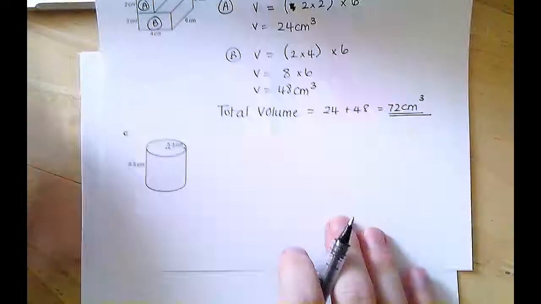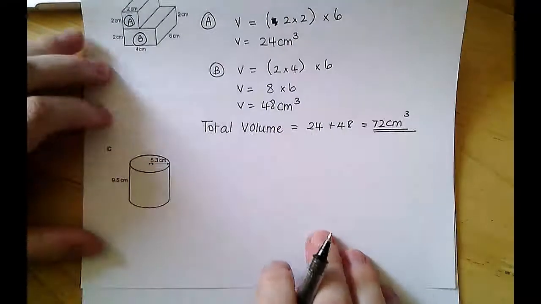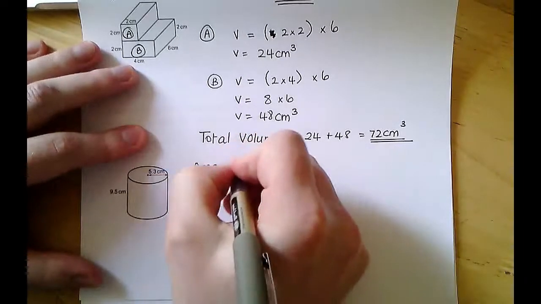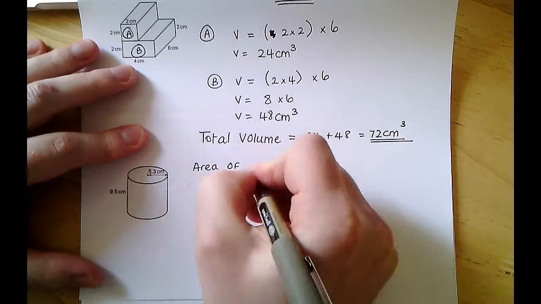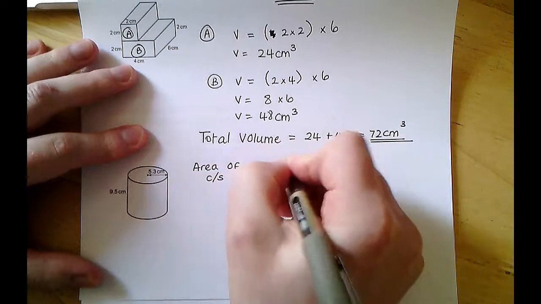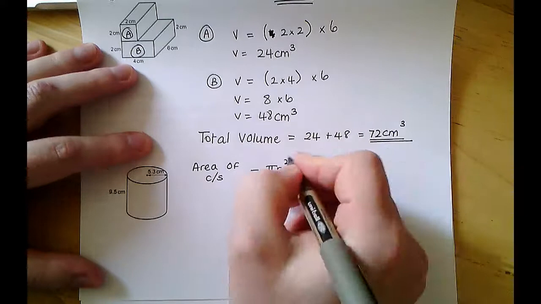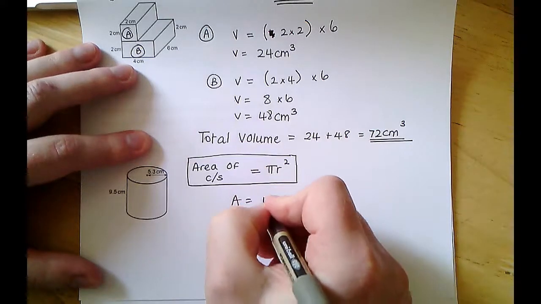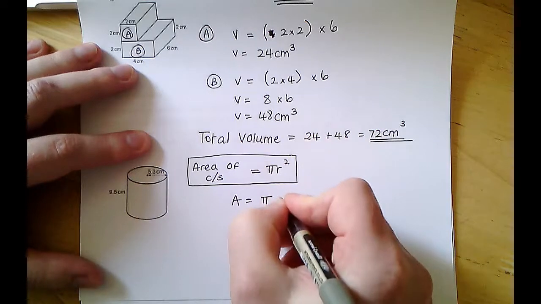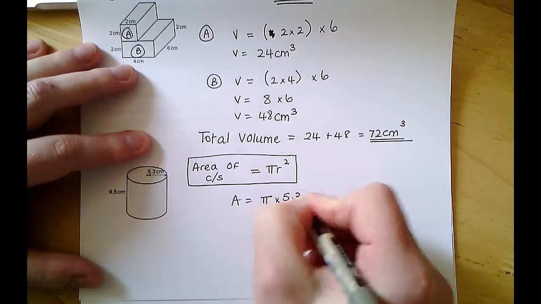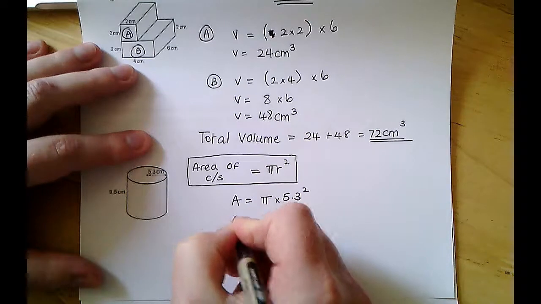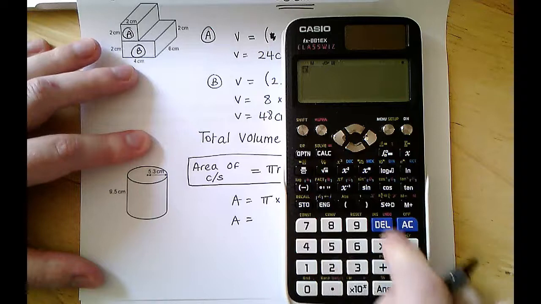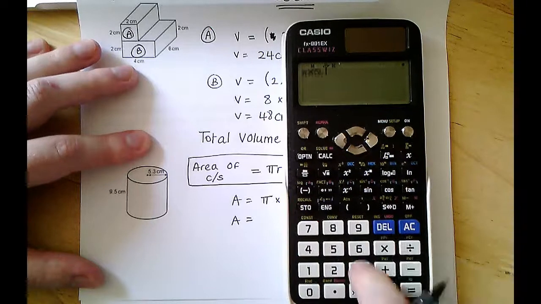And then the last one, volume of a cylinder. So the area of the cross section, I'm going to use pi r squared because it's a circle. So the area is pi times by 5.3 squared.